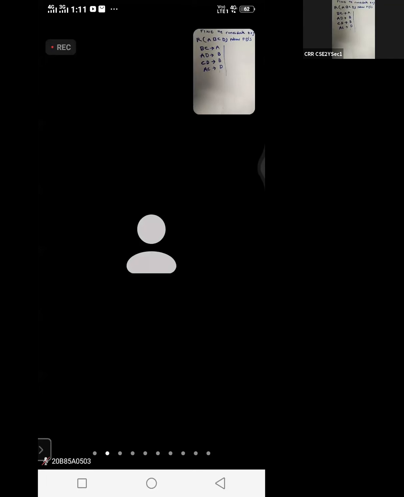How can we find the candidate key? If the question is asked in the same manner in the exam, how do we write the answer? Here the problem is that one relation is considered, with four columns, A, B, C, D. And here we consider some set of functional dependencies.